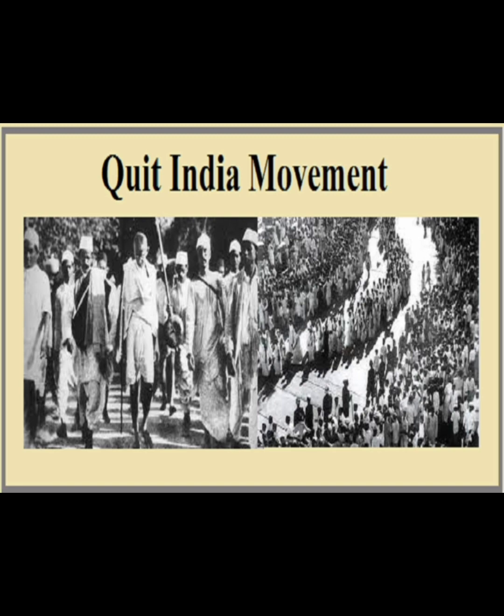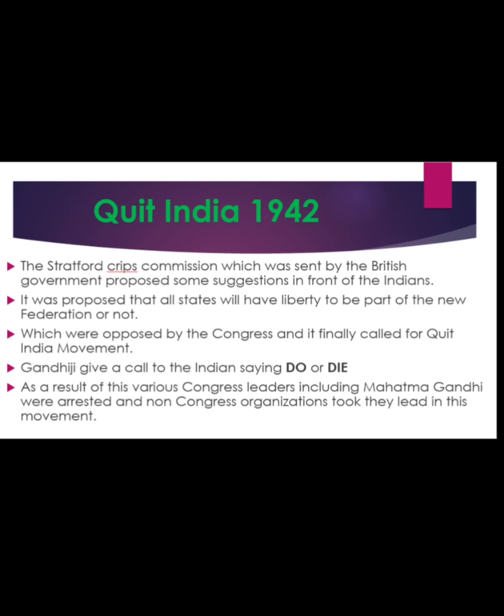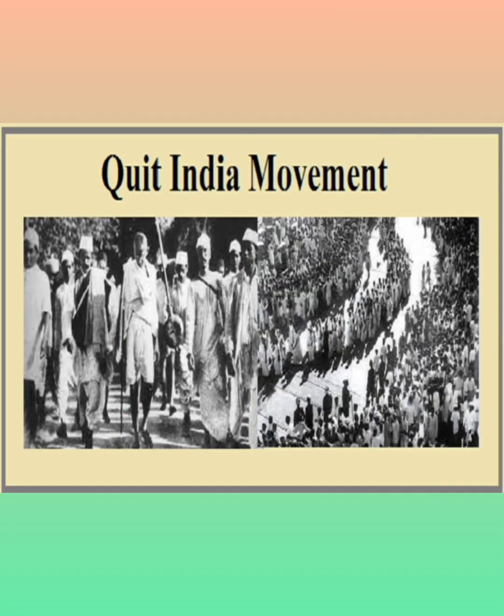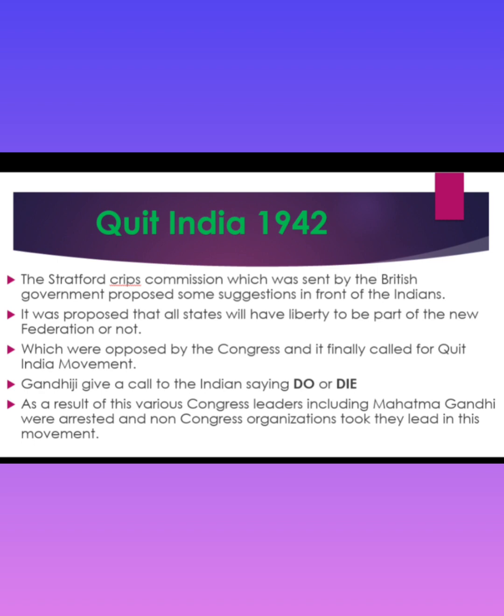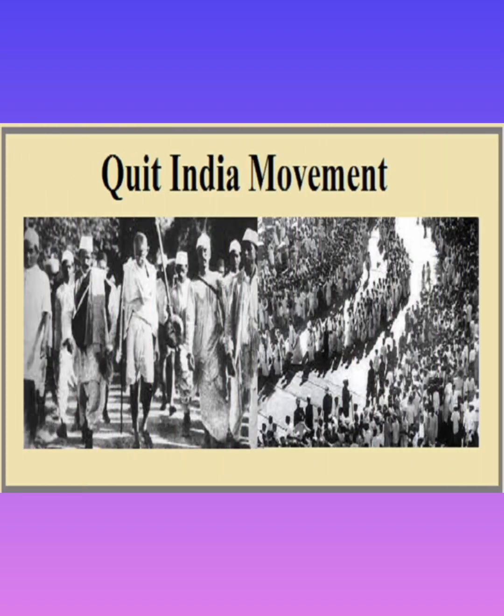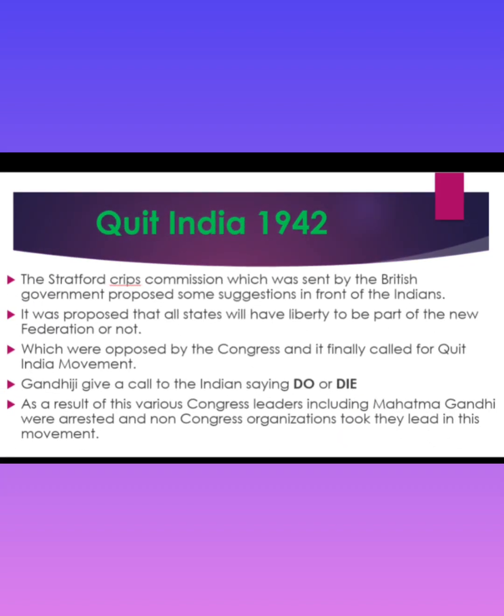Dear students, now let us discuss the Quit India Movement of 1942. The Cripps Commission, which was sent by the British government, put some suggestions in front of the Indians. Proposals like granting dominion status to India, and that all states would have liberty to be part of the new federation or not. These proposals were opposed by the Congress, which called for the Quit India Movement. Gandhi gave a call to fellow Indians to do or die.